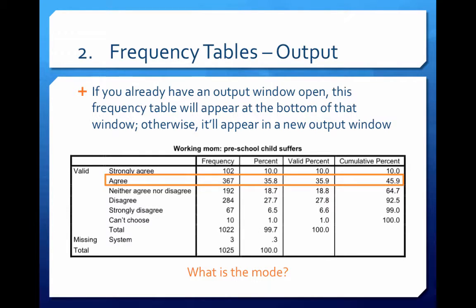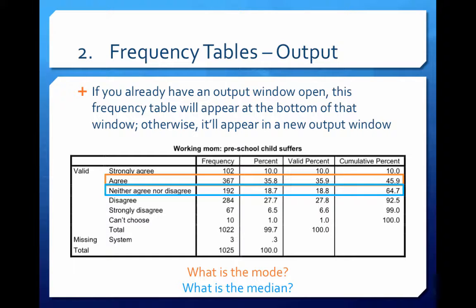Agree, with 367 of those 1,025, which makes up 35.9% of the valid sample, or 35.8% of the entire sample. What about the median? Do you remember how to find the median here? Looking for the 50th percentile, and we see that neither agree nor disagree contains the 50th percentile.